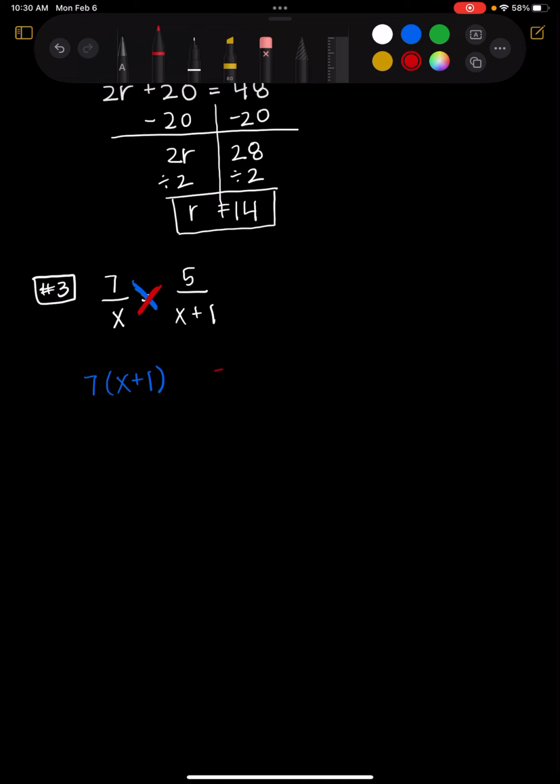Then on the right side, we'd have the bottom of the first fraction times the top of the second fraction, which would give me x times 5. We can write it as 5x. And because we cross multiplied, the fractions cancel out. And so now we're just left with 7 times x plus 1 equals 5x. We're going to simplify and solve.